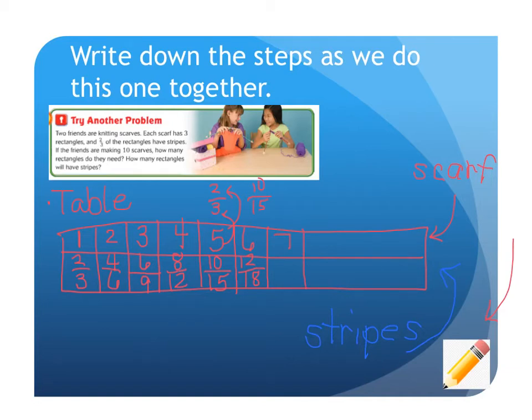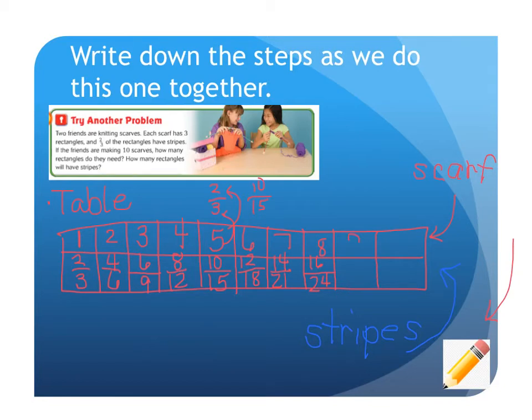When they're using 7, 7 times 2 is 14. 7 times 3 is 21. So they'll use 14 striped and 21 total. For 8, 8 times 2 is 16. And 8 times 3 is 24. So 16 will be striped, and they'll have 24 altogether.